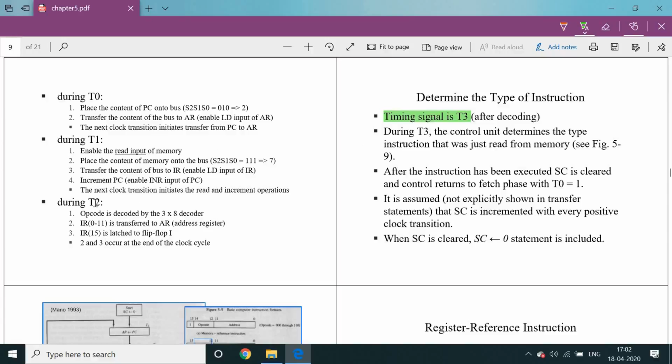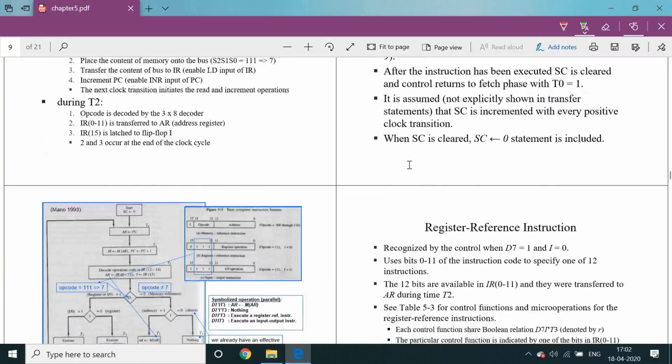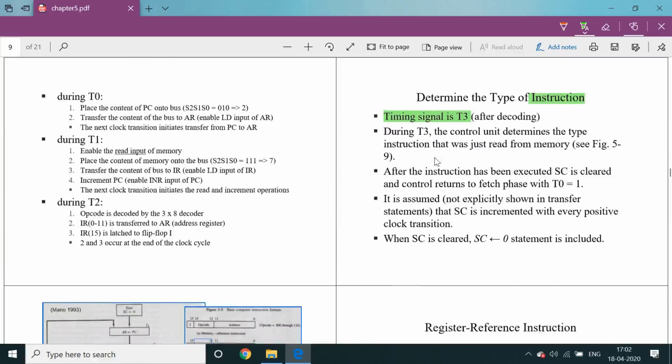After T0, T1, T2, comes the next timing signal T3. During T3, the control unit determines the type of instruction that was just read from the memory. Previously we have seen the three computer instructions: memory reference instruction, register reference instruction, or input output instruction.